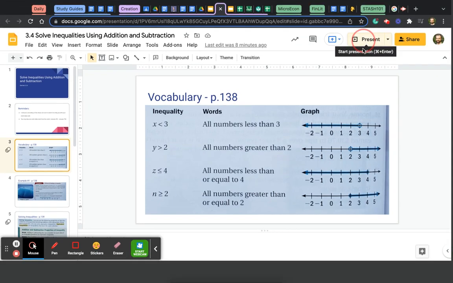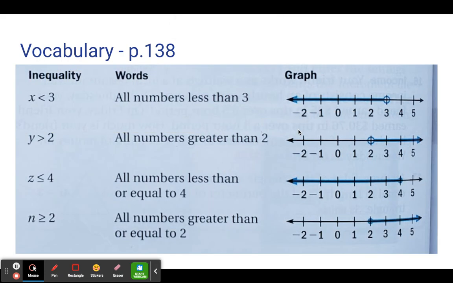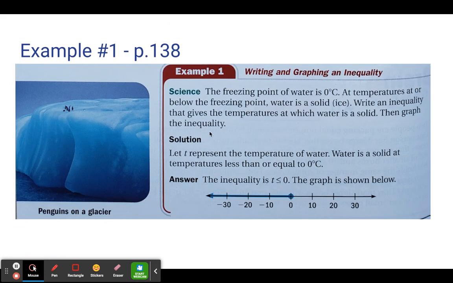All right, so we just talked about some vocab and showed how we can graph these inequalities. Now let's do an example problem. So we got these beautiful, cute little penguins here on the glacier.